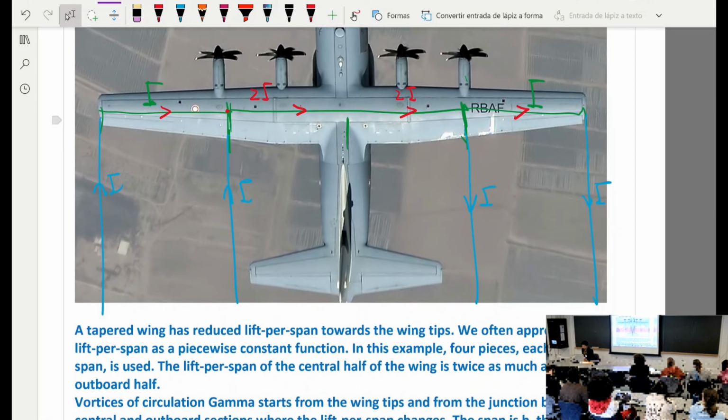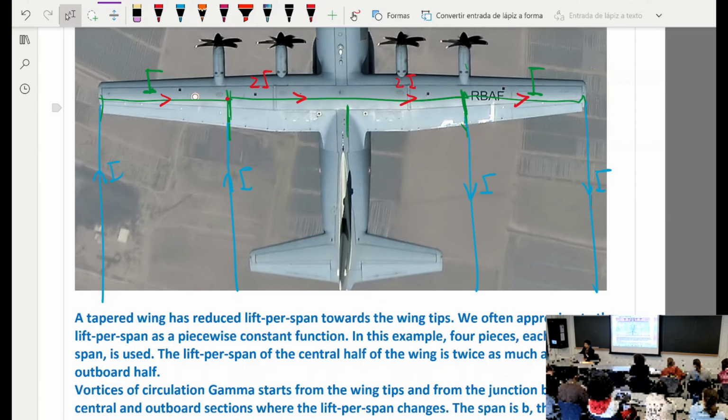But in this case, we are going to look at the induced flow of this collection of vortices at the following points. We are going to look at the point at the center of the outboard part of the wing, basically at the center of every quarter of the wing, and ask what the induced flow is. We have to pay special attention to the sign of the induced flow. Does it go upward or downward?